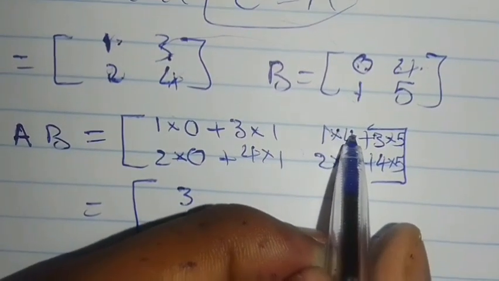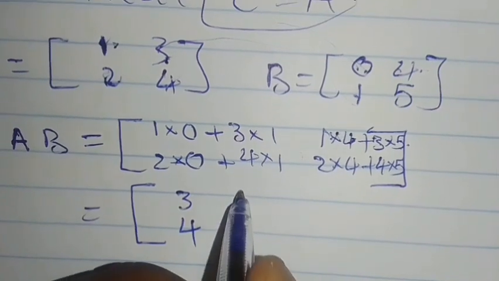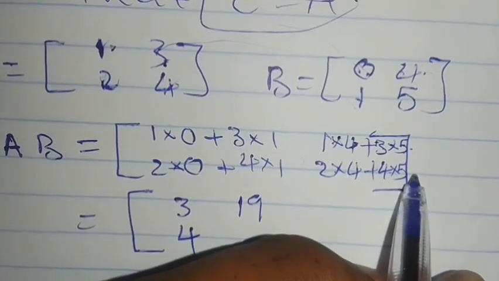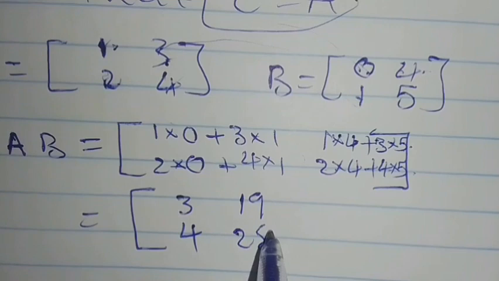So 1 by 4, that's 4. 3 by 5, that's 15. And 15 plus 4, that's 19. 2 by 4, that's 8. 4 by 5, that's 20. The sum of that will be 28.